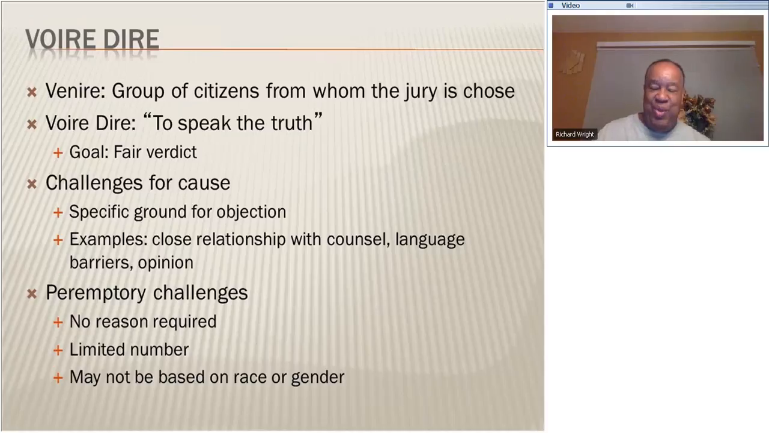Voir dire, we already talked about that, in which the jurors are selected, and I already talked about challenges for cause. Examples: a close relationship with counsel, language barriers, opinion, and so forth. Mine was relationship with counsel, judge, and everybody. Peremptory challenges, you don't have to give a reason, but there's a certain number that you have, and you can't use it to stack the jury on the basis of race or gender.